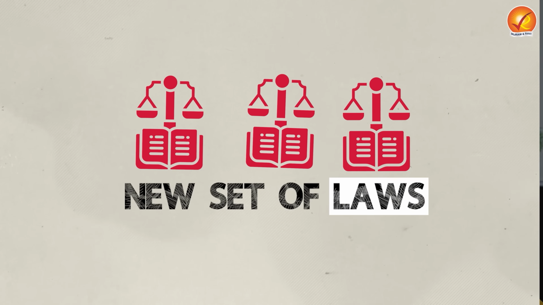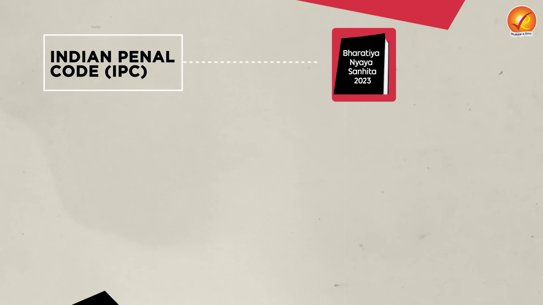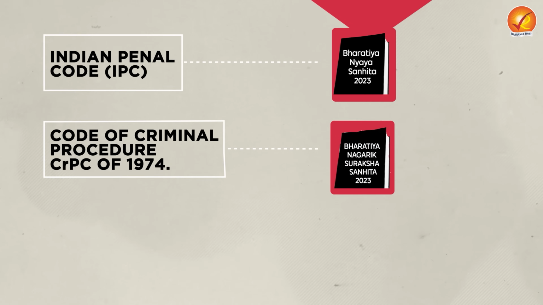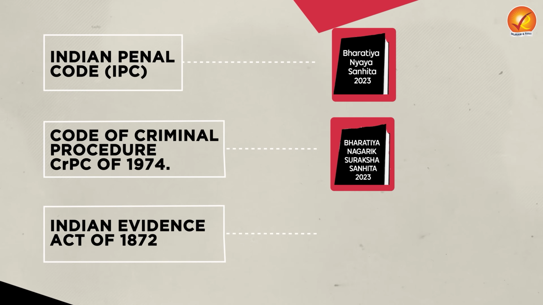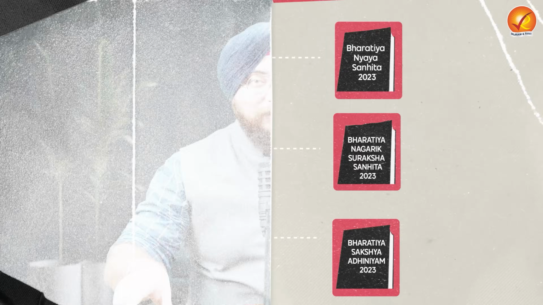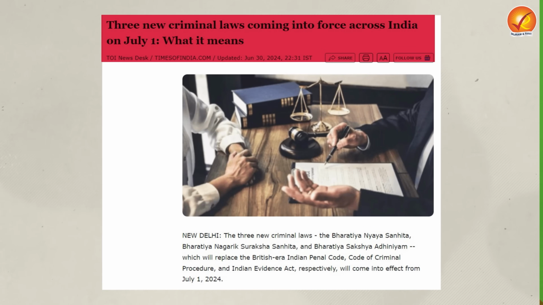So, replacing these three laws, a new set of laws came into play. The IPC, Indian Penal Code, was replaced with the Bharatiya Nyaya Sanhita 2023. The Code of Criminal Procedure, CrPC, was replaced by the Bharatiya Nagrik Suraksha Sanhita 2023. And the Evidence Act of 1872 was replaced with the Bharatiya Sakshya Adhiniyam 2023. So now, these three laws will govern the criminal justice system of our country, and will be the primary laws in relation to criminal activities in our country.